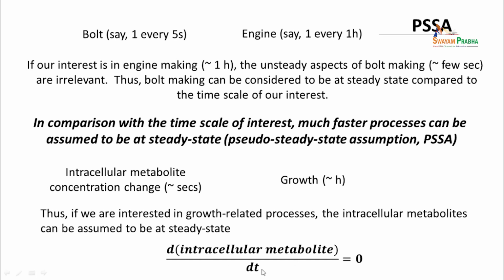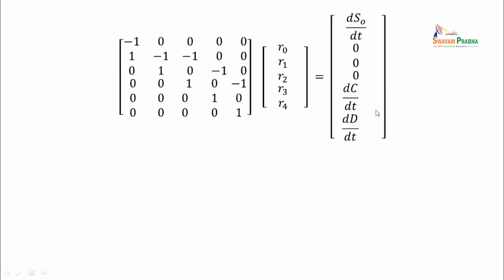All the time derivatives of intracellular metabolites can be set to 0 by the pseudo steady state approximation if we are interested in growth related processes, which we are, growth and product formation. In the case of a bioreactor, definitely we are interested only in such processes, and in such a case we can directly take the intracellular metabolite variations with time to be 0, or this process to be at steady state. If we do that, then the intracellular metabolites A, B, C can be directly put to 0. Okay, the other rates are extracellular metabolites.